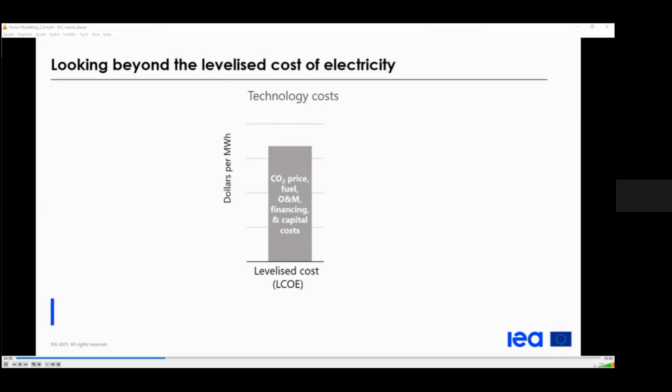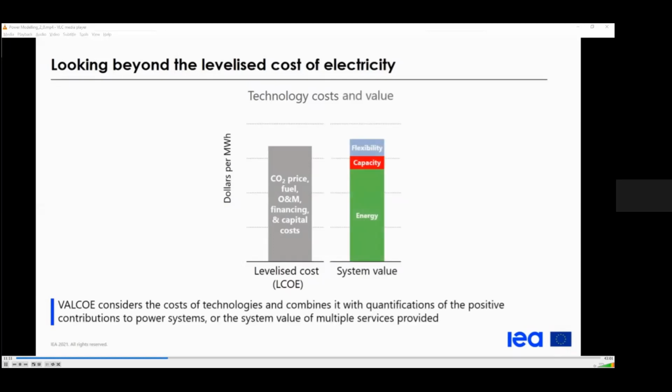So back to the concept of LCOE. On the one side, you have the LCOE metric that gives you the single cost number. And on the other side, you have the system value. And we can see here 3 broad categories. And these categories are kind of mirroring the new market design that we have seen emerging in many countries, thinking about the European Union, US, Japan, but many others are looking into explicit pricing of electricity services.